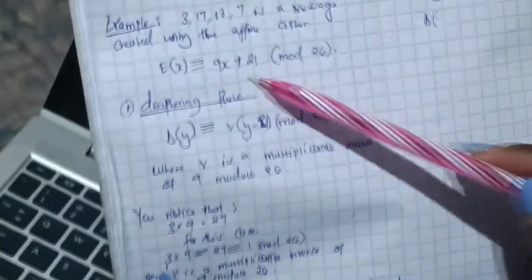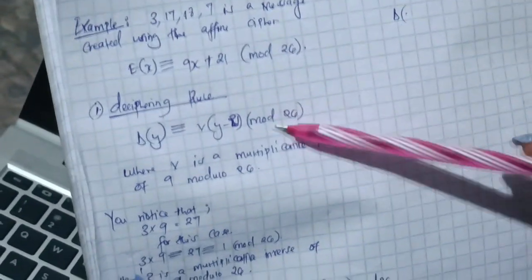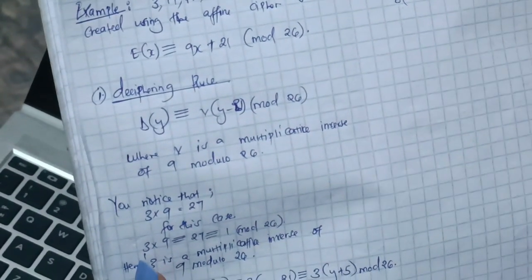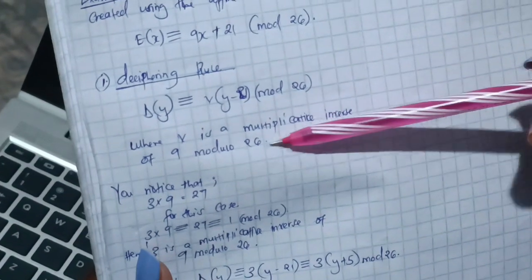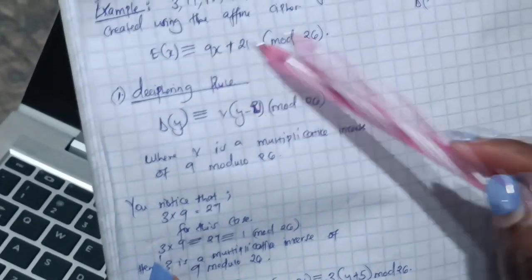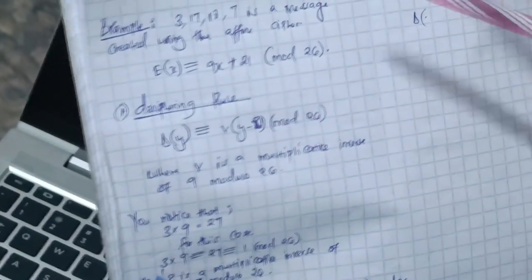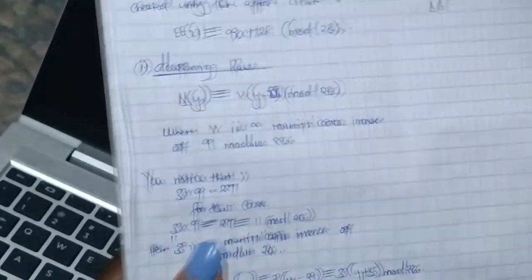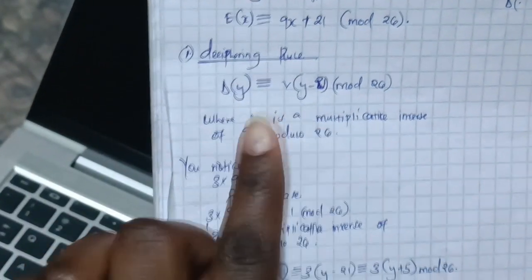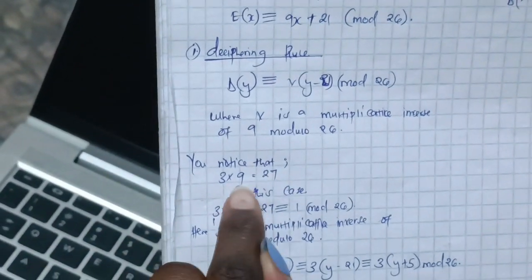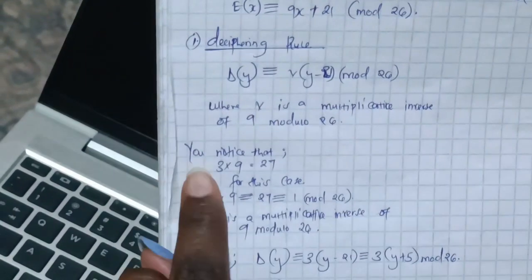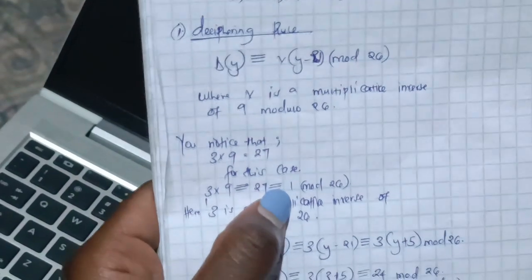This one, we drop it, 21, and the modulus stays. V is the multiplicative inverse of 9 and 26. This 9 and this 26 have to be coprime for them to have a multiplicative inverse. So you notice that when you multiply 3 and 9, it gives you 27, and the modulo of 26 gives you a remainder, a residue of 1.